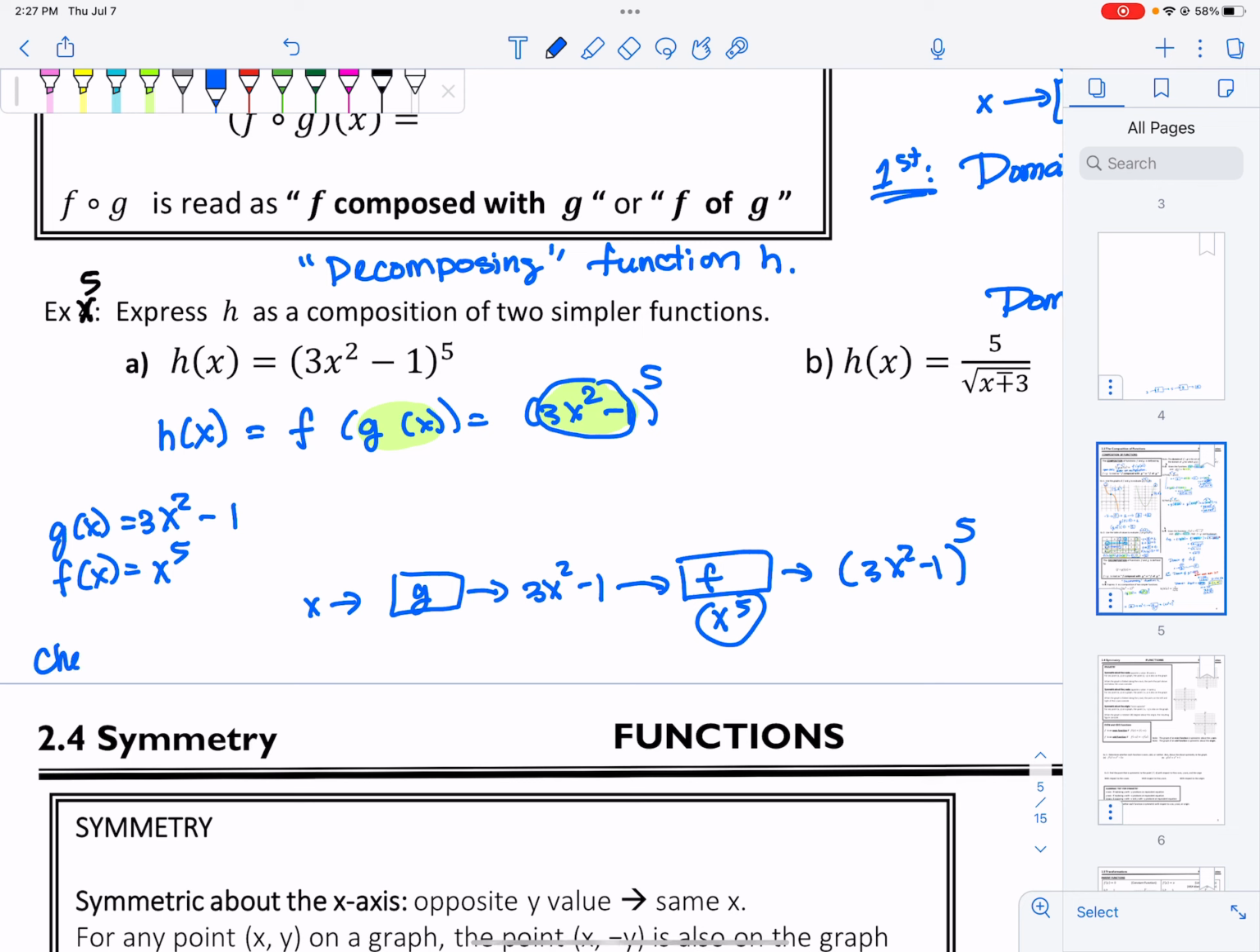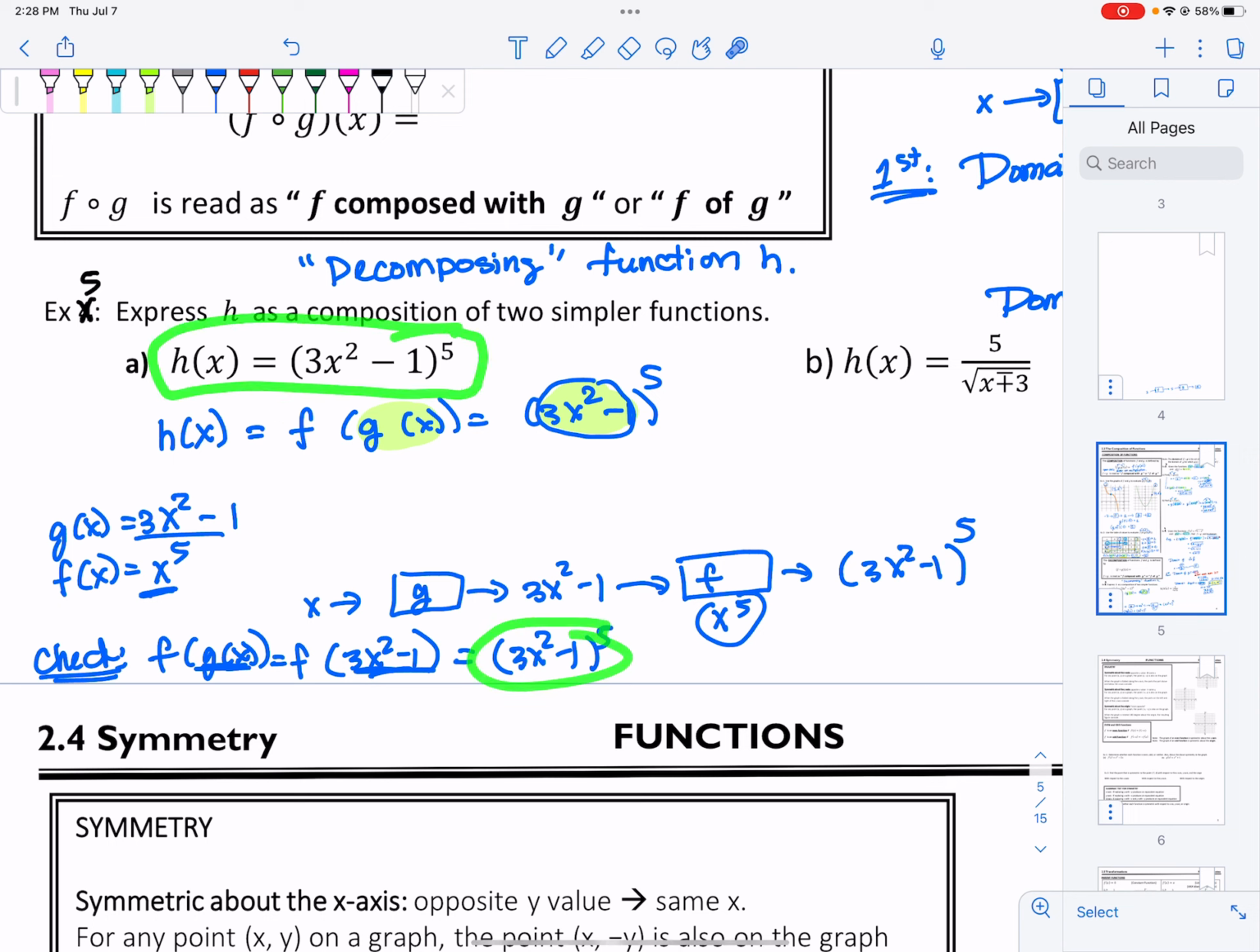We can check this by performing the composition. So f of g of x, again, we're going to replace g of x with 3x squared minus 1, and then put that into the f function. The f function is the input raised to the fifth power. The input here is going to be 3x squared minus 1. So the result is the same thing as the function h of x. So that's good.